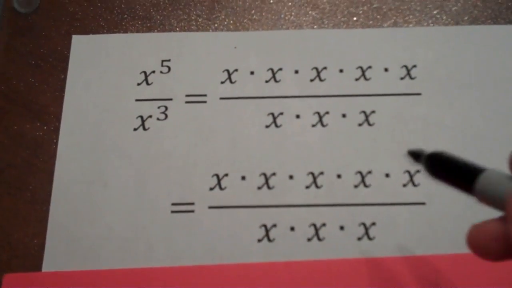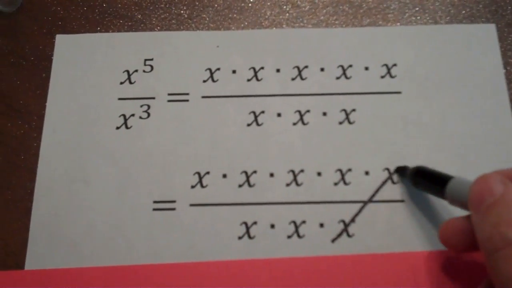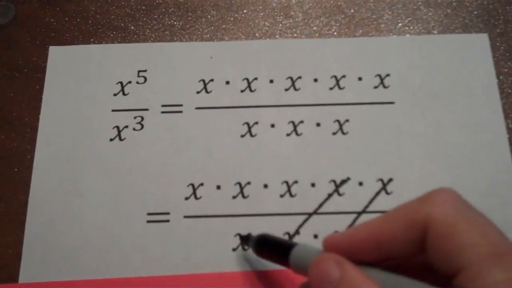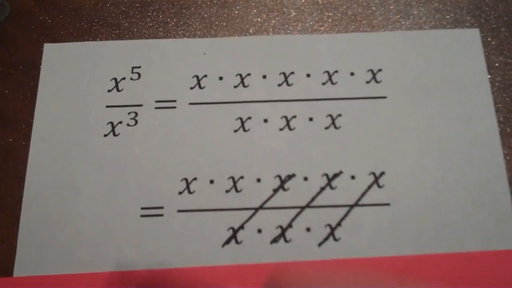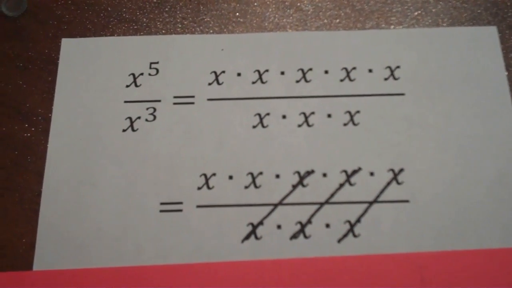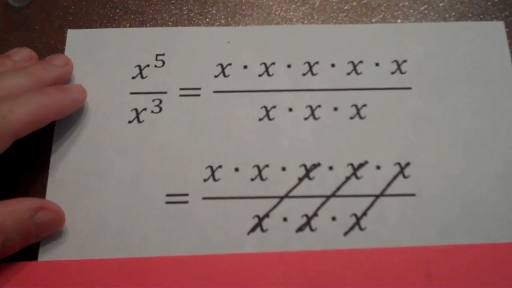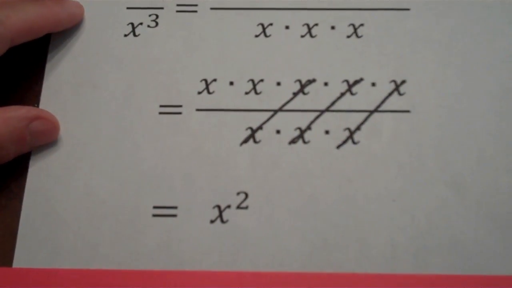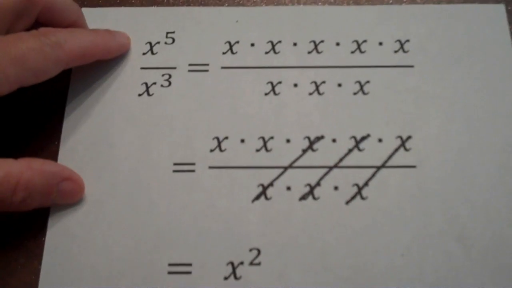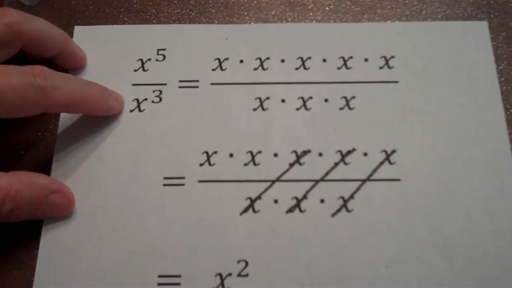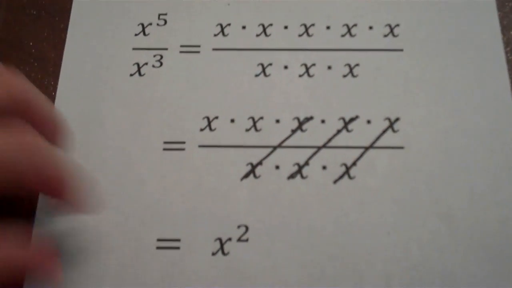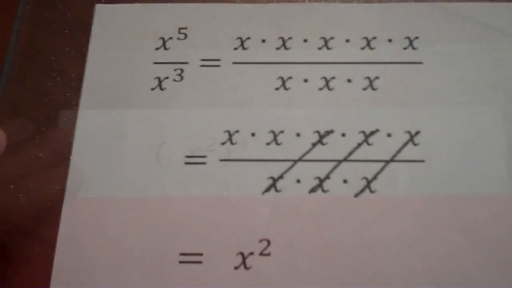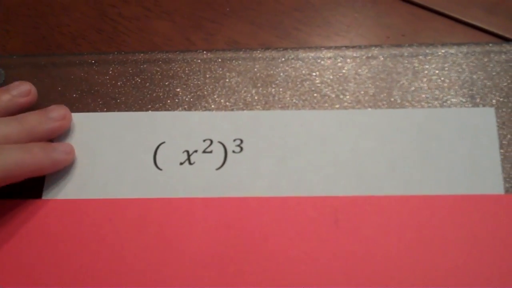And what I basically do if I have a fraction is I simply cancel, which leaves me with 2 x's. So in this case, I literally have x squared left over. So if I had 5 x's on the top and I canceled 3 of them, that left me with 2 x's. Let's now take a look at our third example.